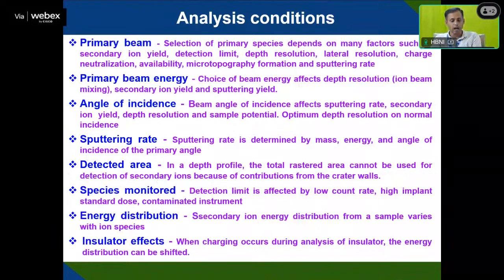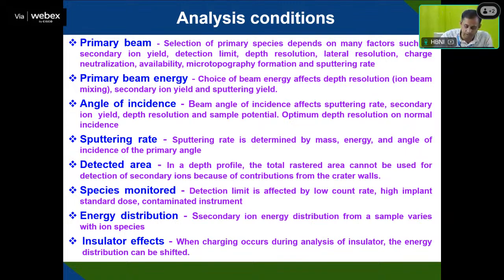But here you have to take care of many things in the analysis conditions. You have to choose a proper primary beam, because the intensity or strength of the primary beam mainly affects secondary ion generation, detection limit, and resolution. So you have to choose a proper primary beam for the SIMS analysis, and the beam energy has to be chosen accordingly, so that ion beam mixing, where two different ions may get mixed, is avoided. You have to identify the proper beam energy to differentiate them, and the angle of incidence depends upon the depth profiling; all those things matter.